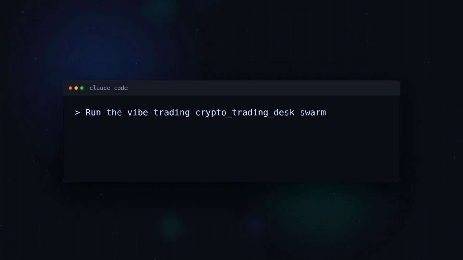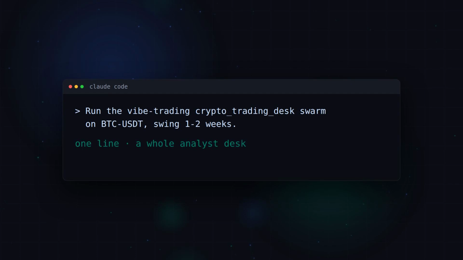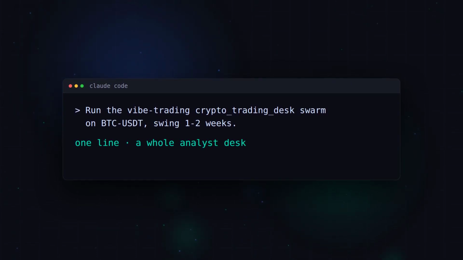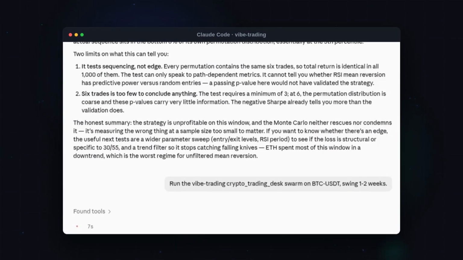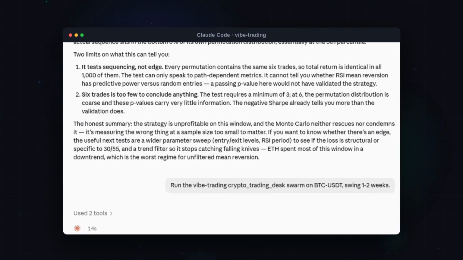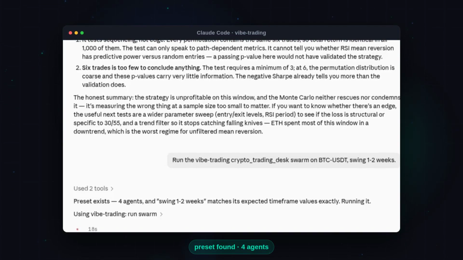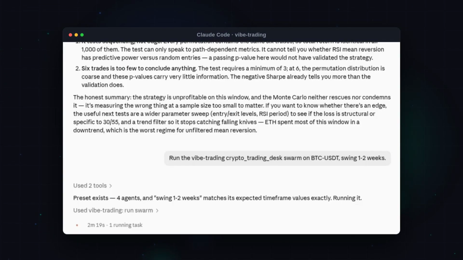It ships pre-built analyst teams, not one agent, a whole desk. So: run the crypto trading desk on BTC, swing horizon 1 to 2 weeks. It goes and finds the preset, checks that the horizon I asked for is one this desk actually supports, and starts it. One line in, and 4 agents are now running. And then it does the thing I most wanted to show you.